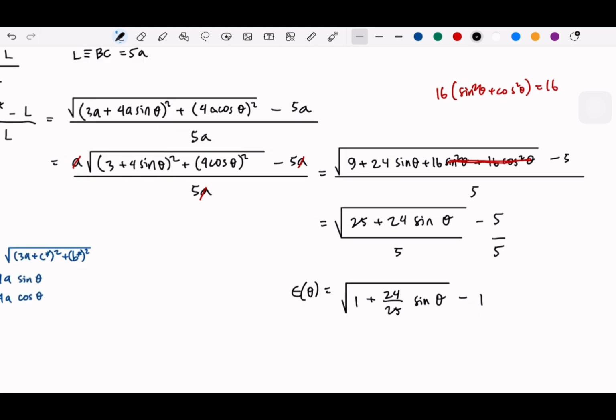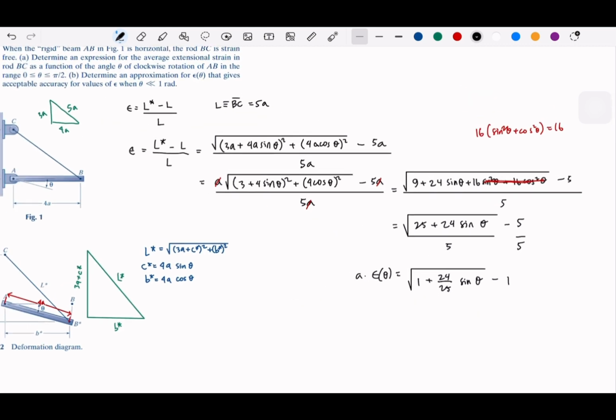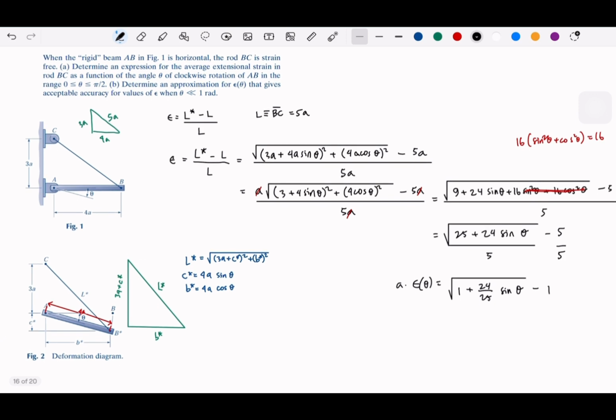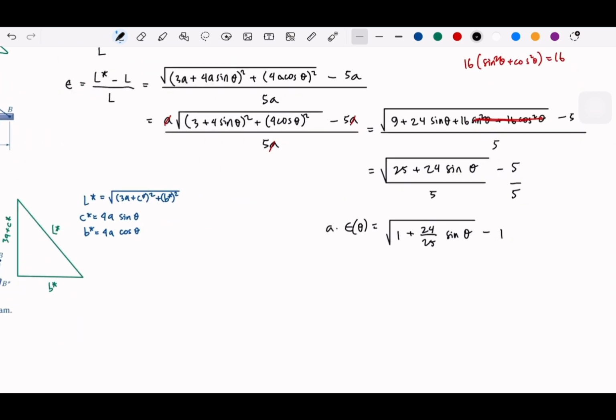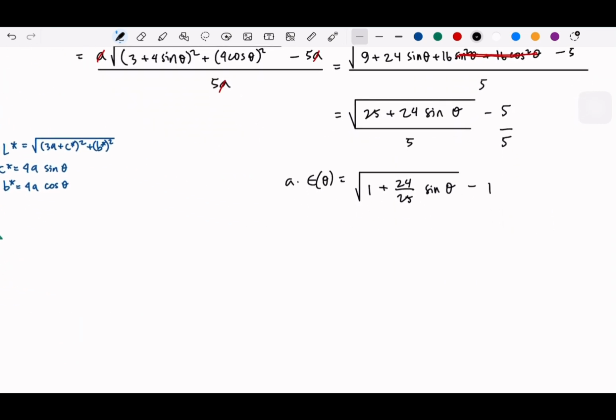So number B, this is A, right? Number B is approximate the epsilon that gives acceptable accuracy when theta is less than 1 radian. So if theta is less than 1, what will happen if the theta is really small? If you remember trigonometry, sine theta will be equal to theta itself.